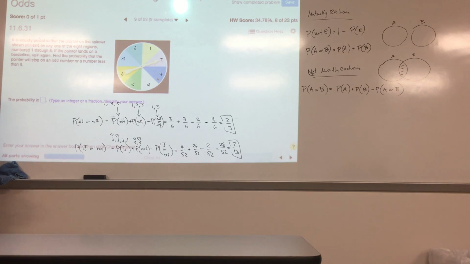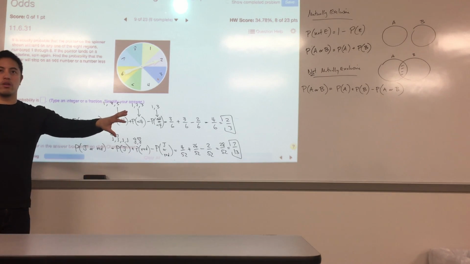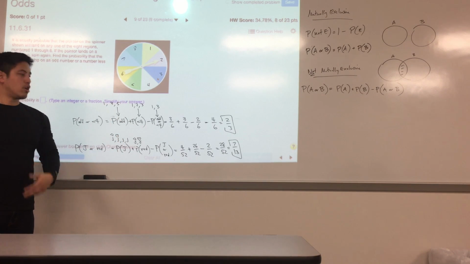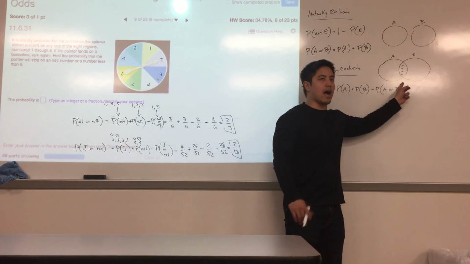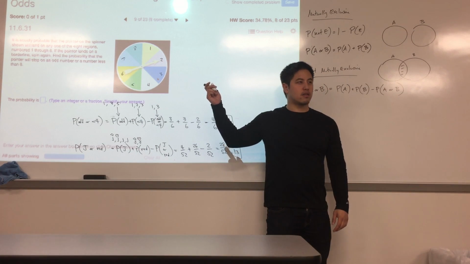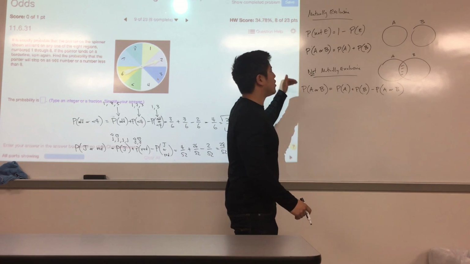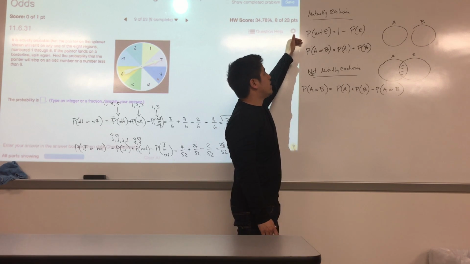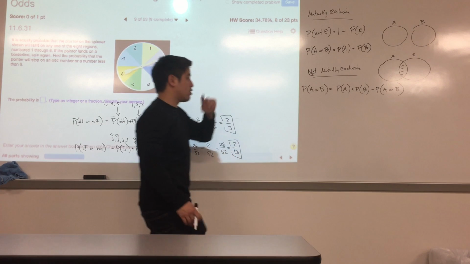Okay, everybody with me so far? If the pointer lands on a borderline, spin again. Fine, whatever. Find the probability that the pointer will stop on an odd number or a number less than 8. Again, are those mutually exclusive? No, because there are odd numbers that are less than 8. Does that make sense? You're going to have overlap in this particular problem. Does that make sense, guys? And that's why you have to use the not mutually exclusive way of looking at it, as opposed to the first 6 problems in our section that were solely mutually exclusive, where they were separate.